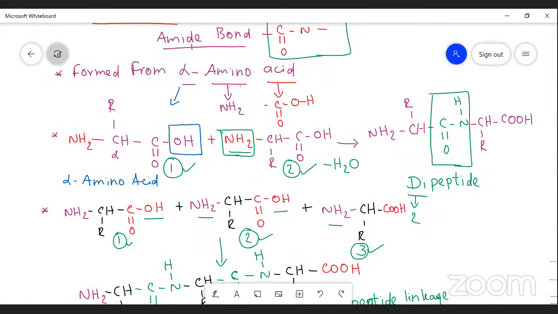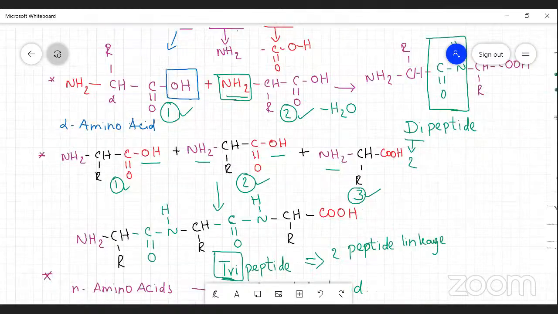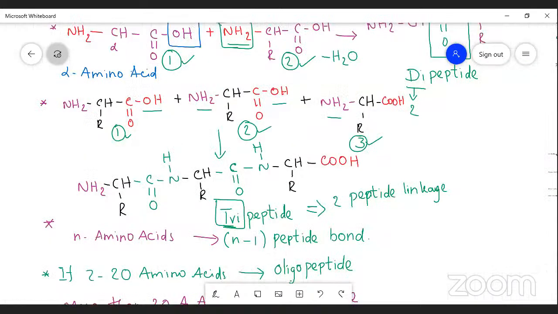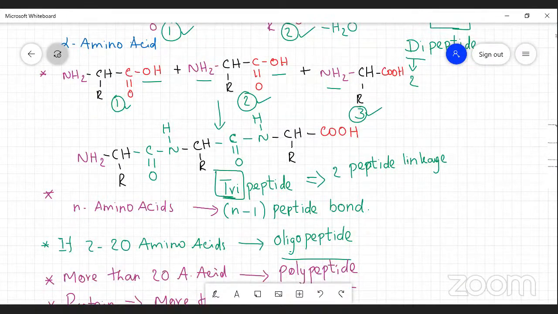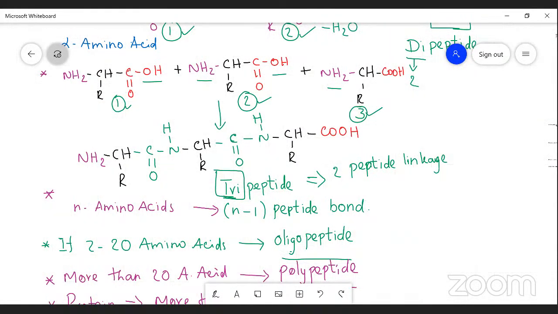A dipeptide contains only one peptide bond. Now, if you take three amino acids, 1 and 2 and 3, joined together, we get a tripeptide, which contains two peptide linkages. So, if n amino acids are joined together, they form n-1 peptide bonds.